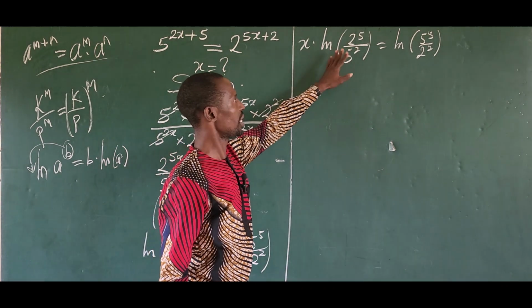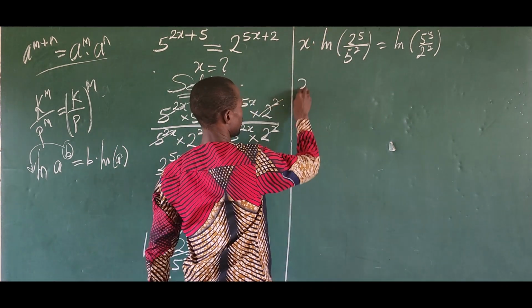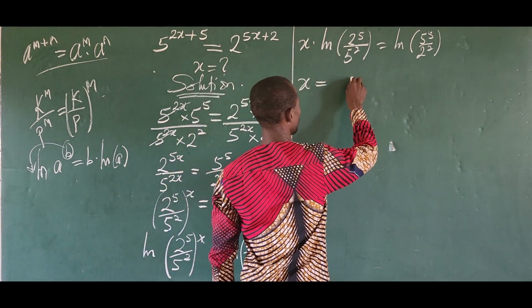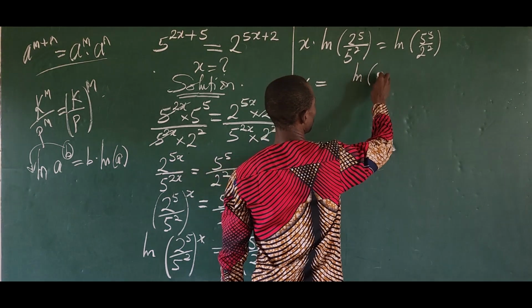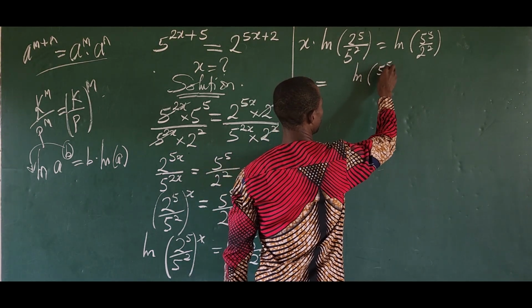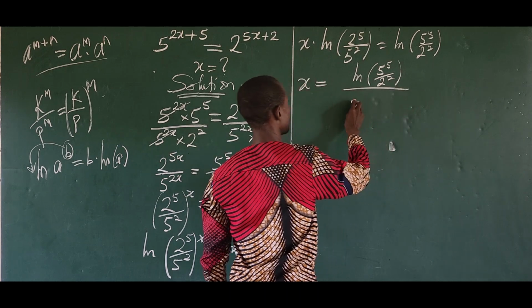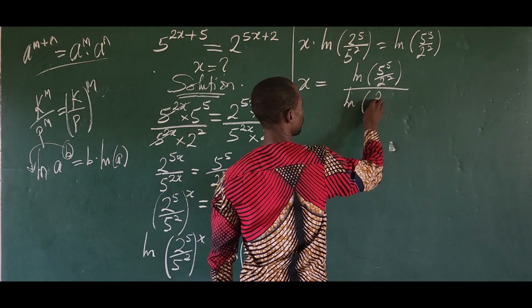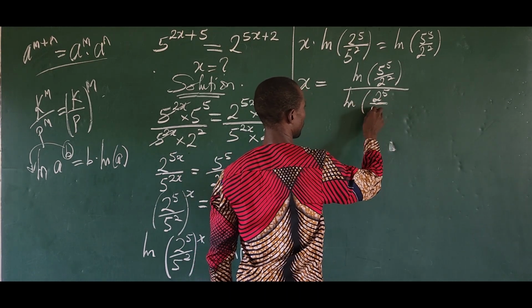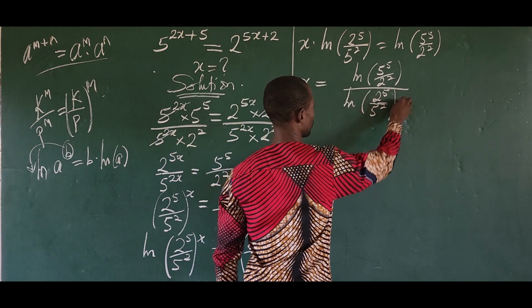We're looking for x, so let's divide by everything here. If we divide, we're going to have x equals the ln of (5 to the power of 5 all over 2 to the power of 2), then all over the ln of (2 to the power of 5 all over 5 to the power of 2).